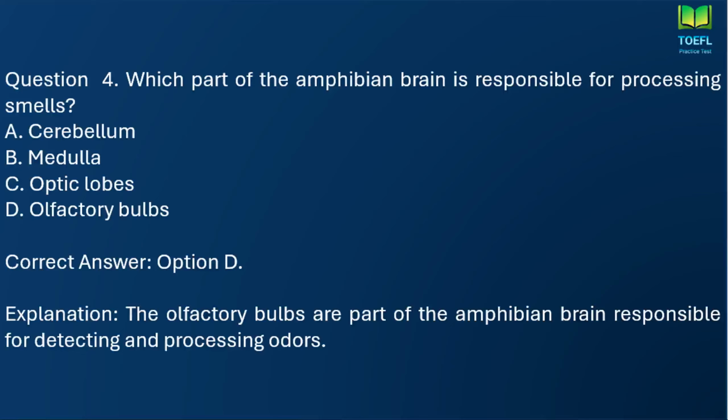Question 4. Which part of the amphibian brain is responsible for processing smells? A. Cerebellum. B. Medulla. C. Optic lobes. D. Olfactory bulbs. Correct answer is option D. Explanation: the olfactory bulbs are part of the amphibian brain responsible for detecting and processing odors.